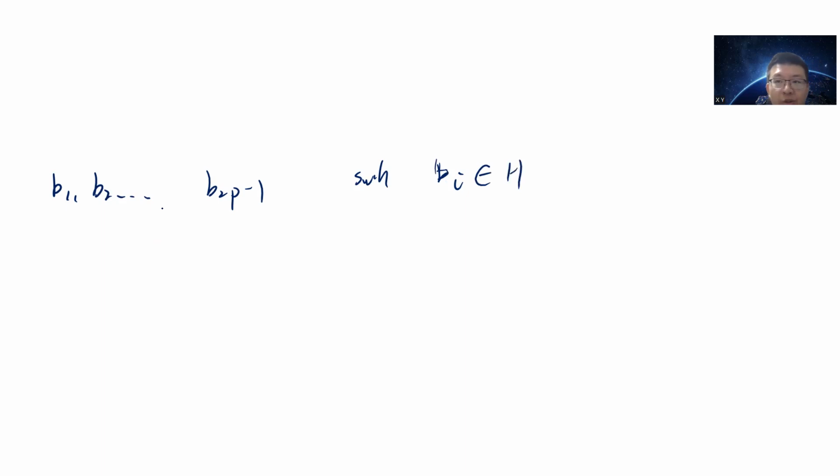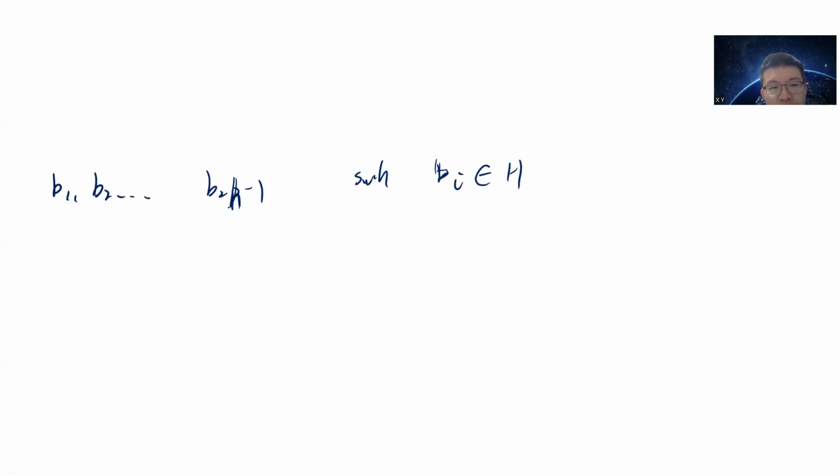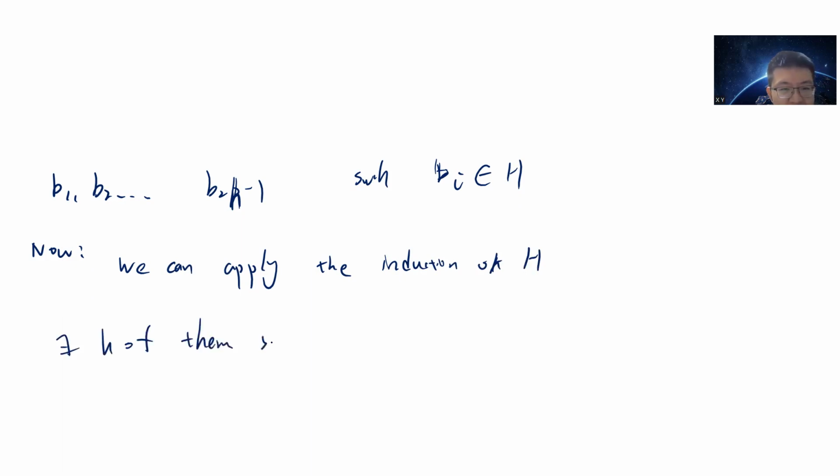Now I can apply the Cauchy-Davenport again. Oh, sorry, 2H minus 1. Sorry, I'm stupid, this is 2H minus 1, right? Sorry, 2H minus 2. So I got B1, B2 up to B_{2H minus 1}, because I can just separate this into different subsets, which all the B_i belong to H. Now we can apply induction on H, right? There is this H of them that sum to 0. Okay, and this proves the result.